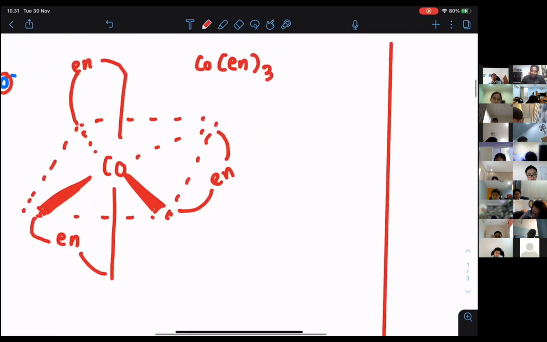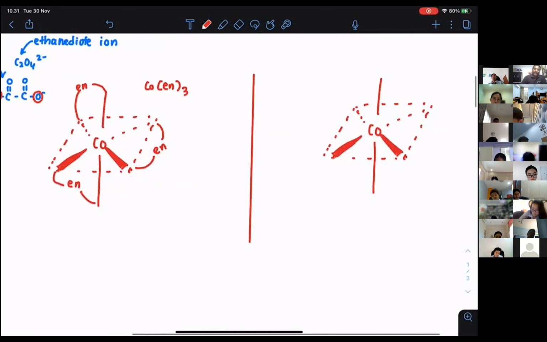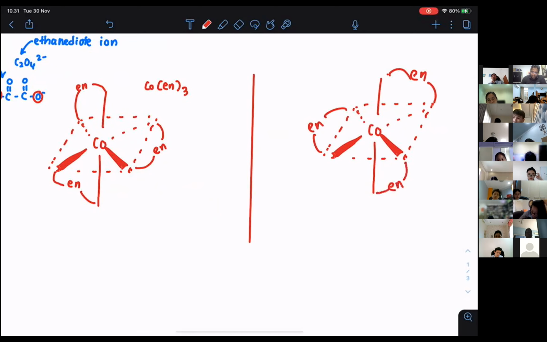Now if I want to write down the optical isomerism for this, using EN, how do I write it down? Quite simple. Just use the mirror image. If EN here, so here to here. This one from the top to this. So EN, you put like this. This one should be EN, put like this. Simple. Quite simple for optical isomerism.